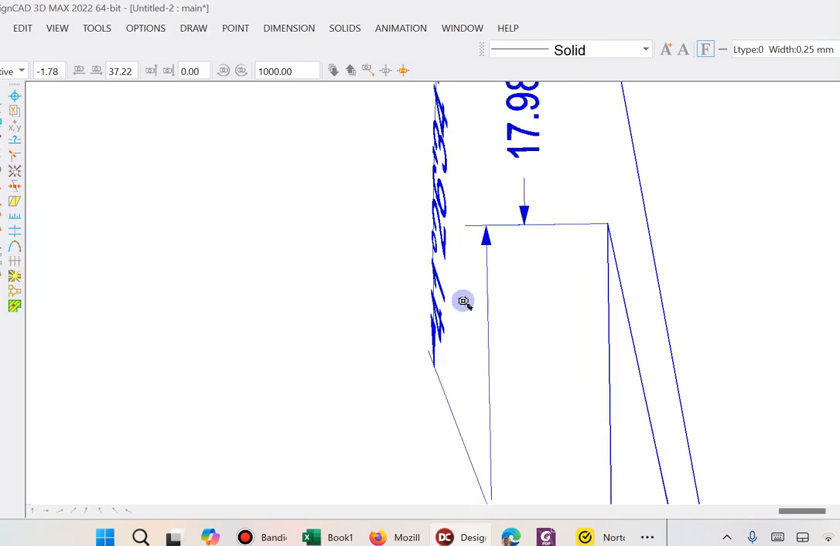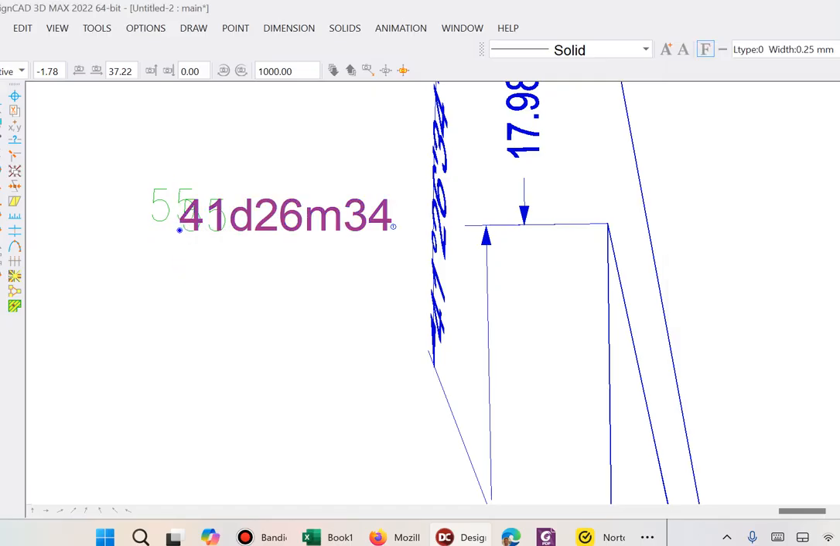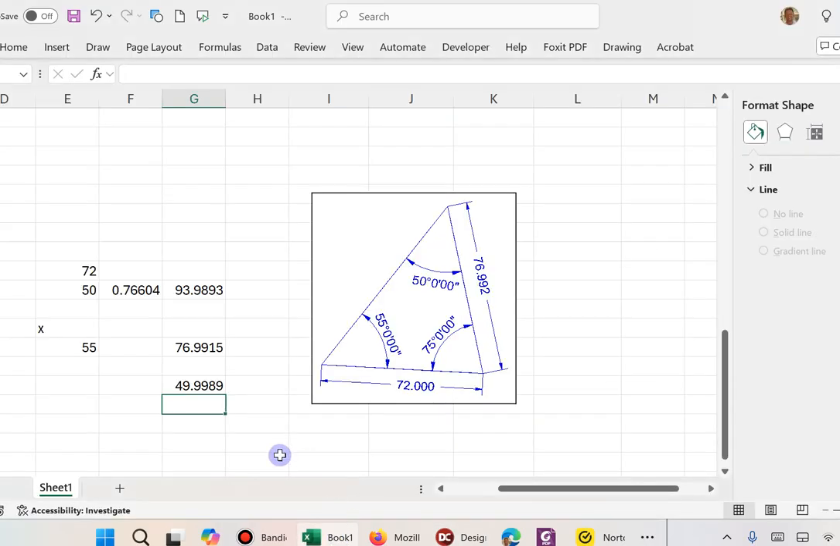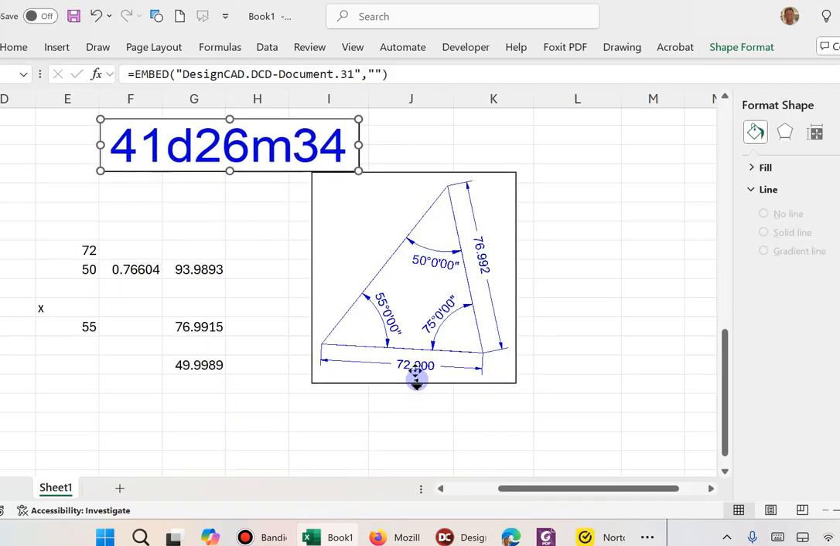41 degrees, 26 minutes, 34 seconds. Let's do that actually. I'm going to do this. 41 degrees, 26 minutes, and 34 seconds. Control C, and then I'll take it into Excel. I'll show you how to do that. Control V. So if you had an angle, then you needed to convert it into decimals.